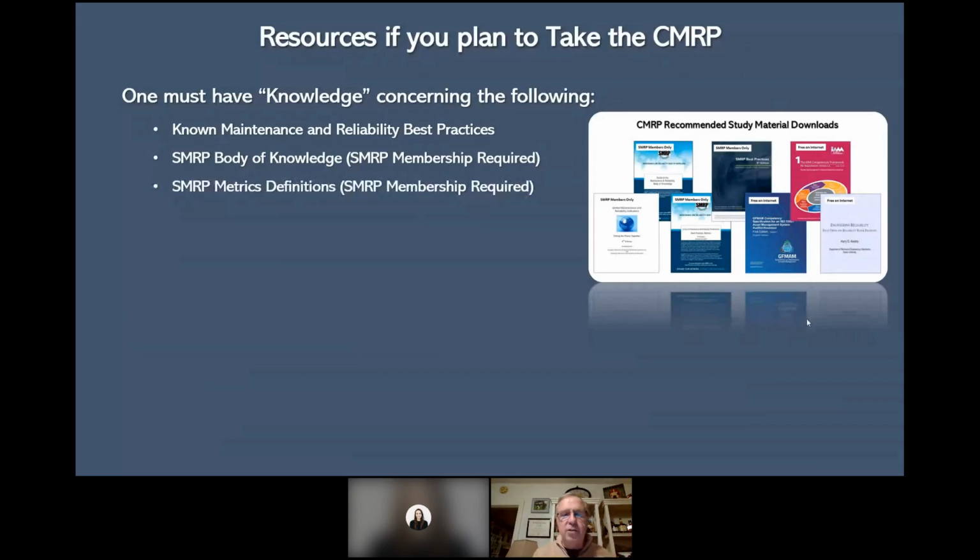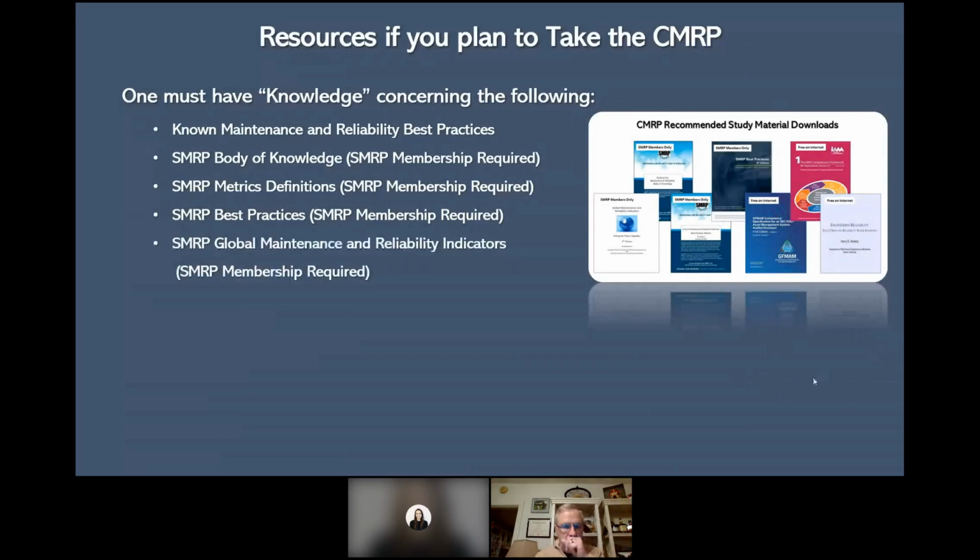SMRP metrics definition, it's required. You need to understand the definitions and how they're measured. I think it's important for you to know that. SMRP best practice is another document. They're free to all members. Just best practices, and a lot of what you see above, the body of knowledge and the metrics, flow into the best practices, but it's just another document, free, that you can use, okay?